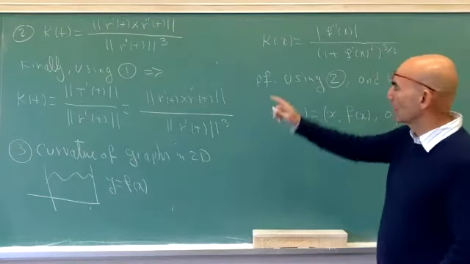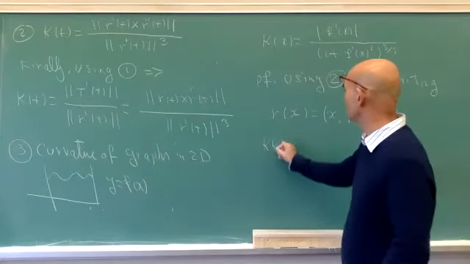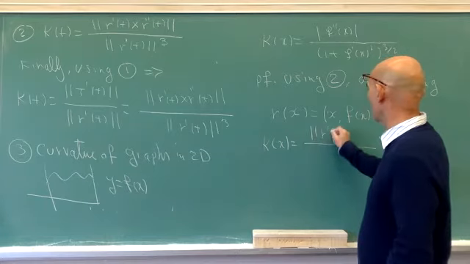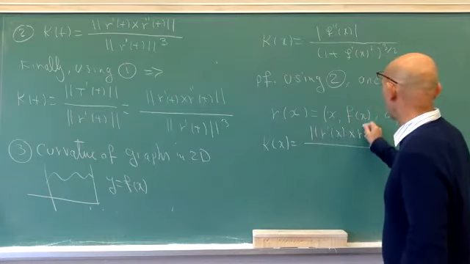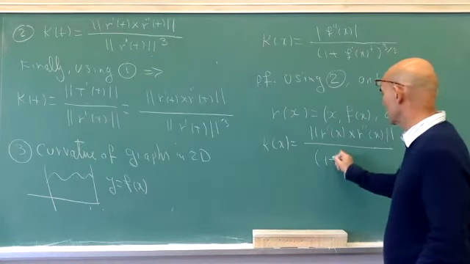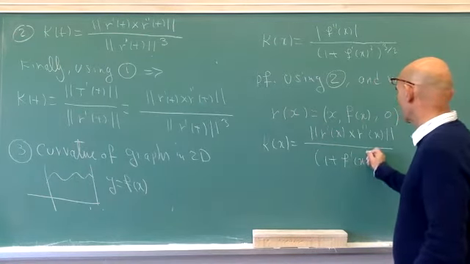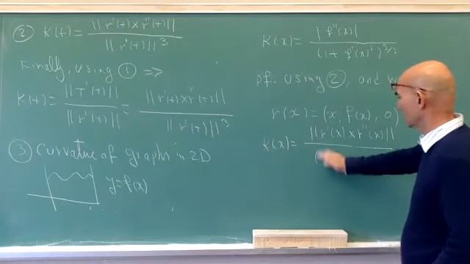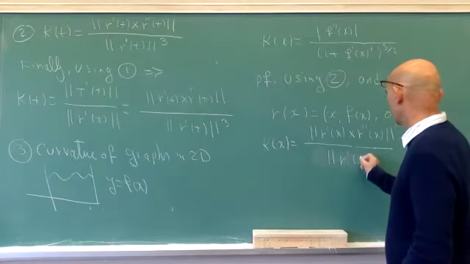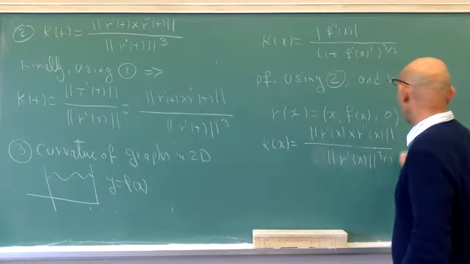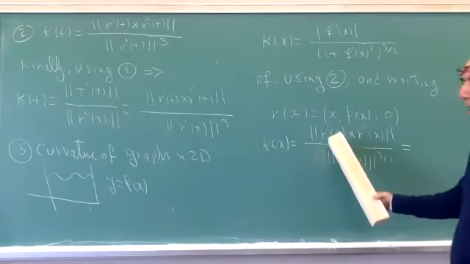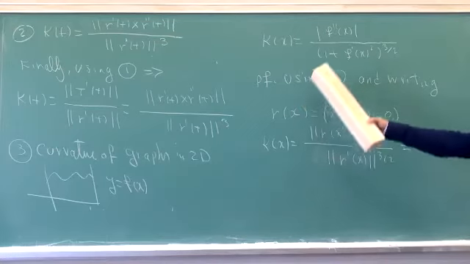Okay, so then k of x is equal to the norm of r prime of x cross r double prime of x over the norm of r prime of x to the power 3 over 2. So you can now calculate these things because r is given like that.